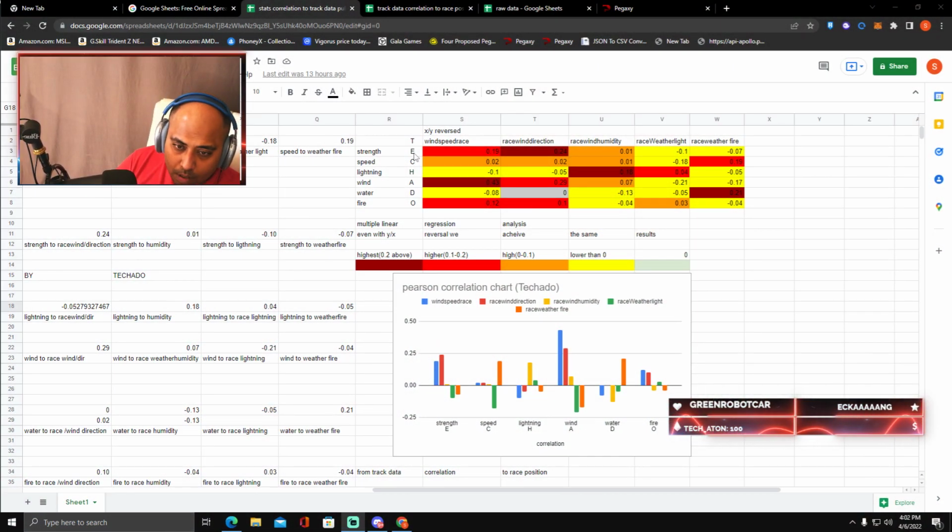So after comparing more than 500 data points on this stuff, we found out that strength, speed, lightning, wind, water, fire, that's how I've written it down, you would see highest is their correlation, which is 0.2 and above. Higher is also their correlation, which is 0.1 to 0.2. High is 0.0.1. Lower than 0 means that it is negatively correlated because these two data do not move with each other, and 0 is inconclusive, to be honest, should not even exist.